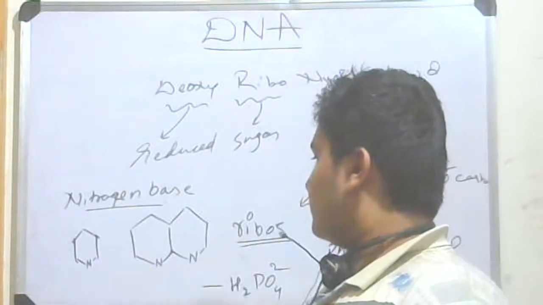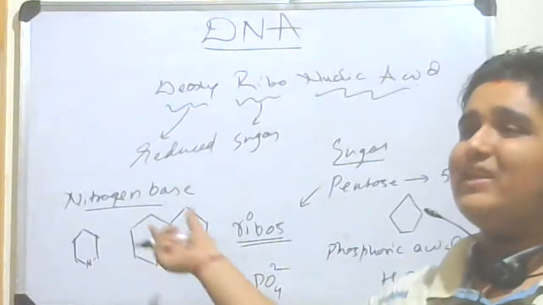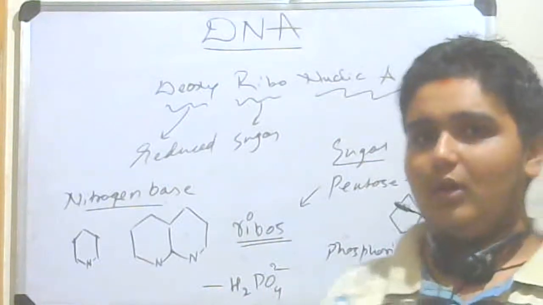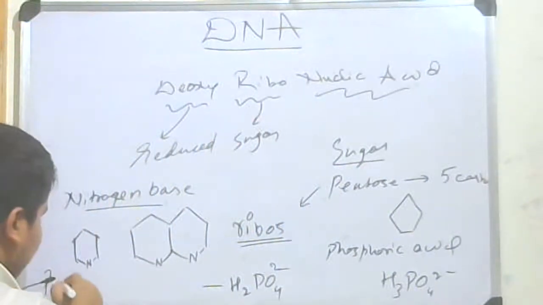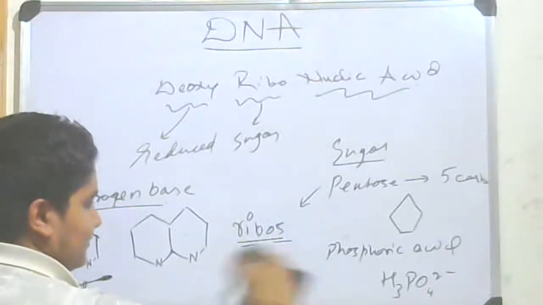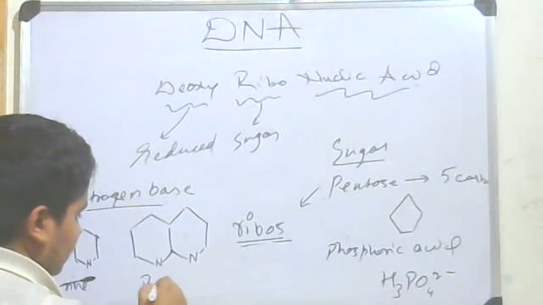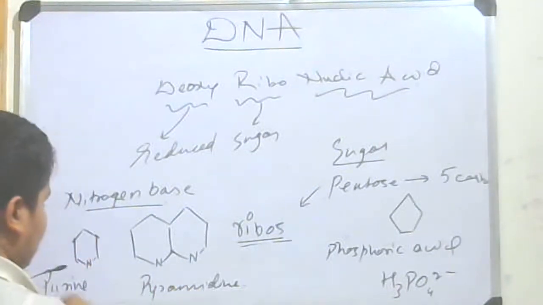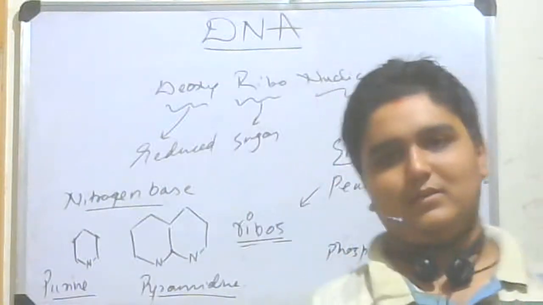Now, due to these two distinct structures, both of them coexist in a single DNA molecule. We call the single ring ones purine and the double ring ones pyrimidine. We either call it a purine or a pyrimidine.